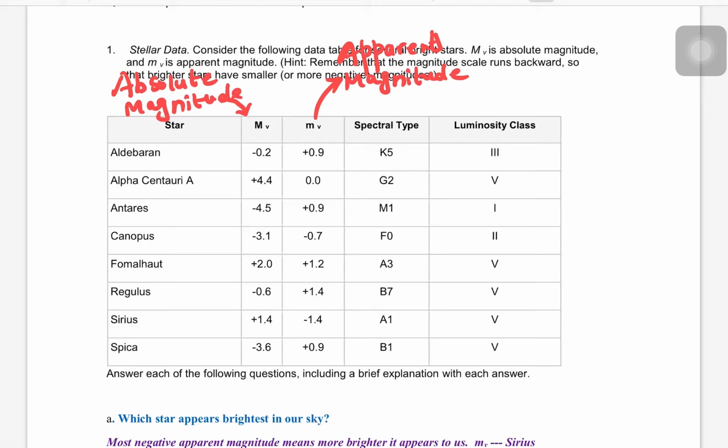And which appears faintest, the one with the most positive value? Looking at this table, we see that Regulus has the most positive value of 1.4. That means when you look at the sky through your eye or even through a telescope, this star appears the faintest in the sky. Of all these stars, Regulus appears the faintest.